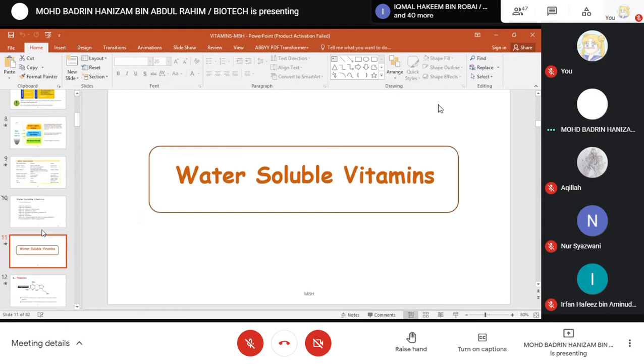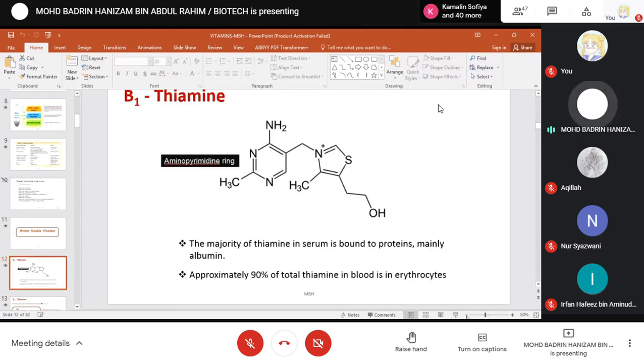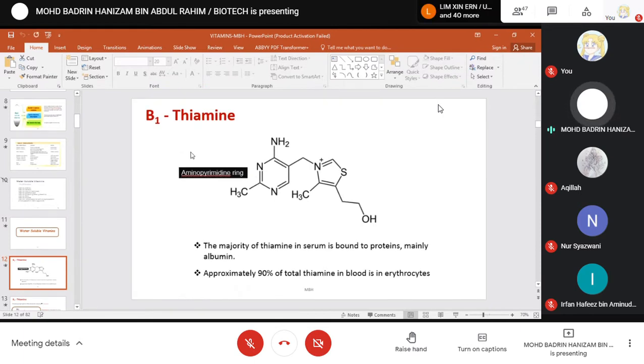Same thing. All right, let's go one by one on the water soluble vitamin. I hope we can finish this water soluble vitamin before the end of the class today. Vitamin B1. All right, vitamin B1. The active form of this vitamin B1 is called thiamine. Thiamine, vitamin B1. So this is the structure of vitamin B1.